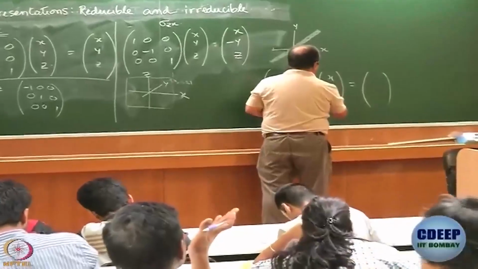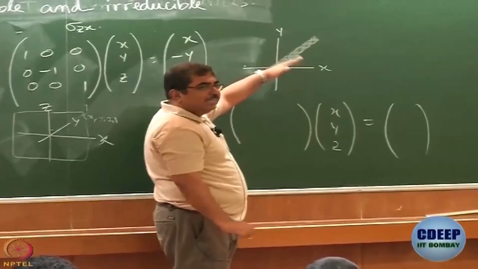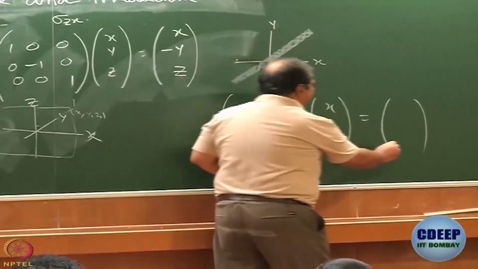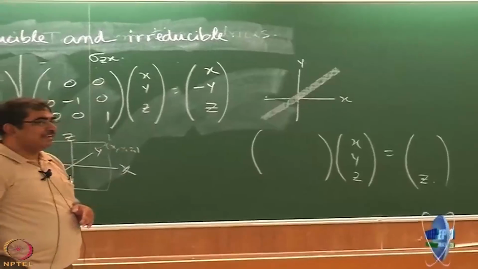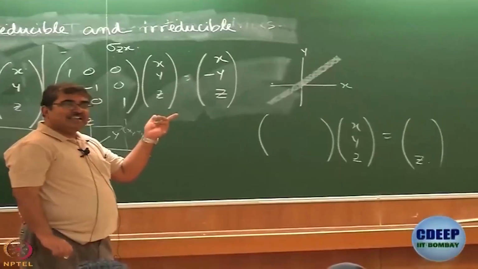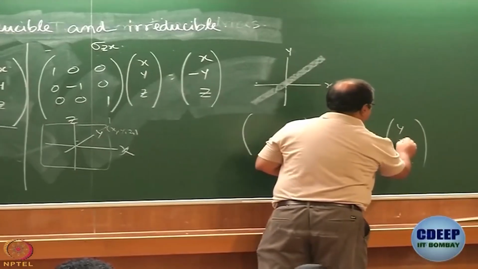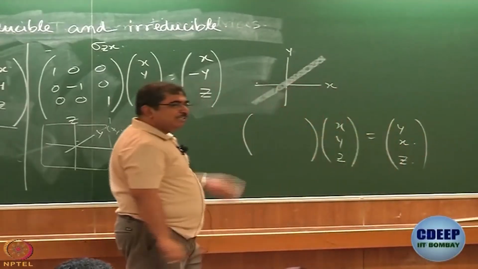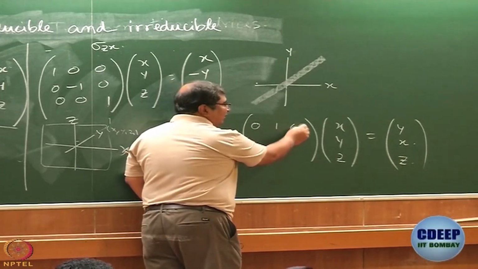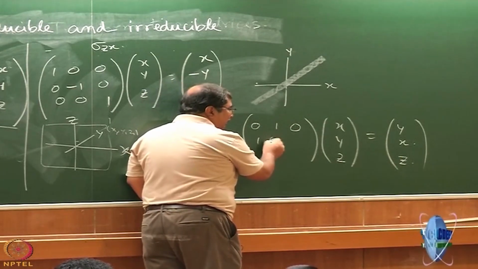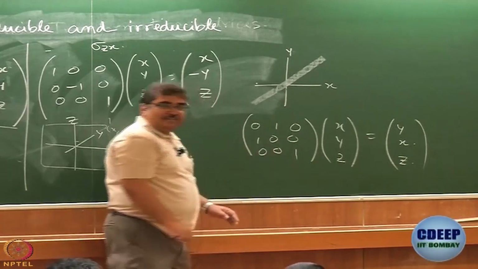x, y, z. First of all, z does not change, z remains z, the way I have drawn it, right. What about x, what about y? x becomes y and y becomes x, right. What is the matrix now? 0, 1, 0, 1, 0, 0, 0, 0, 1.